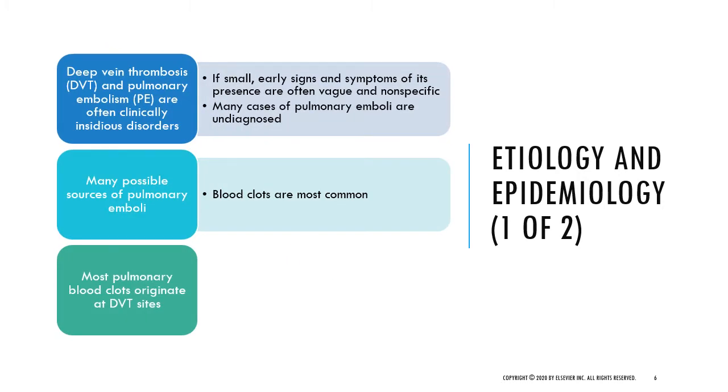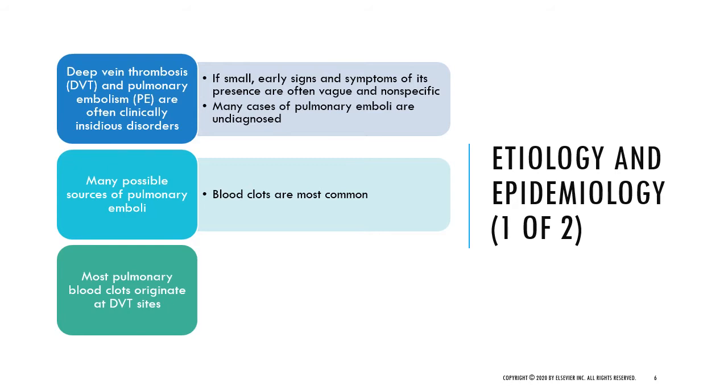Let's talk about how this happened and who gets this. Deep vein thrombosis, or DVT, and pulmonary embolism are often clinically insidious disorders, which means they happen and you don't even realize it's happening.